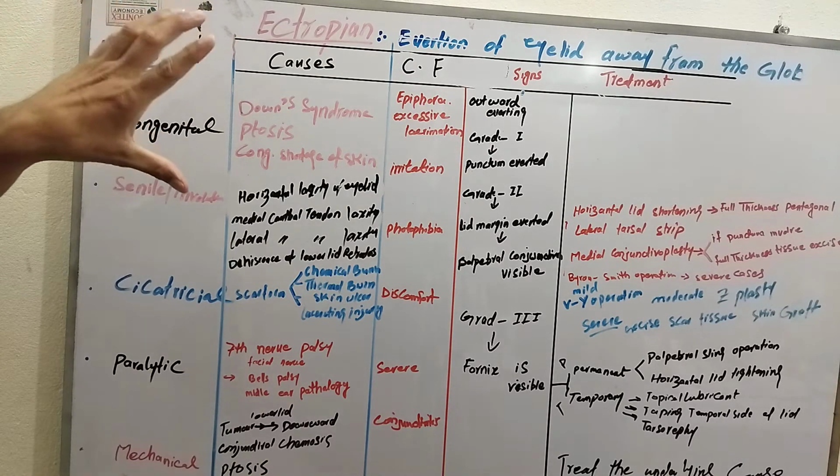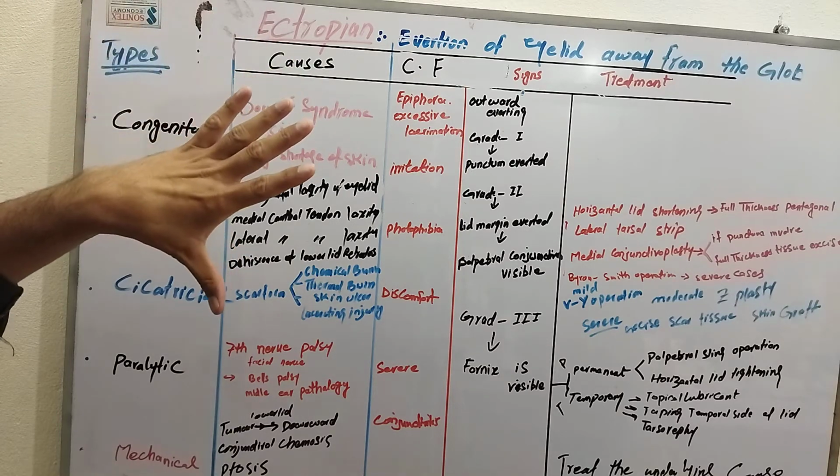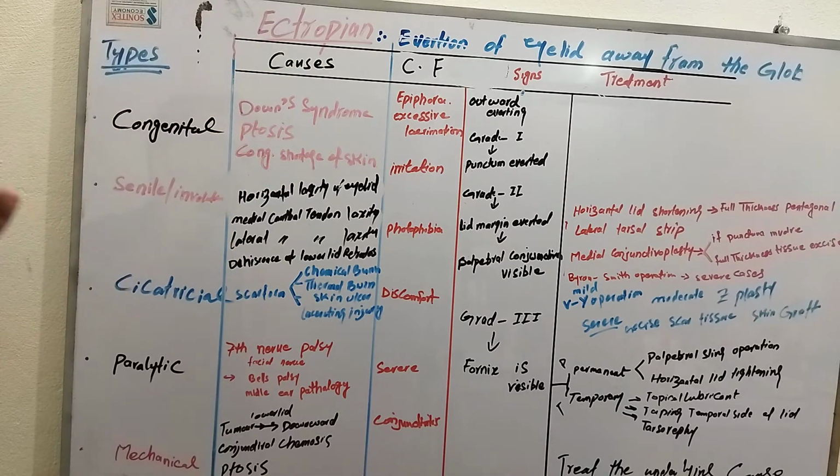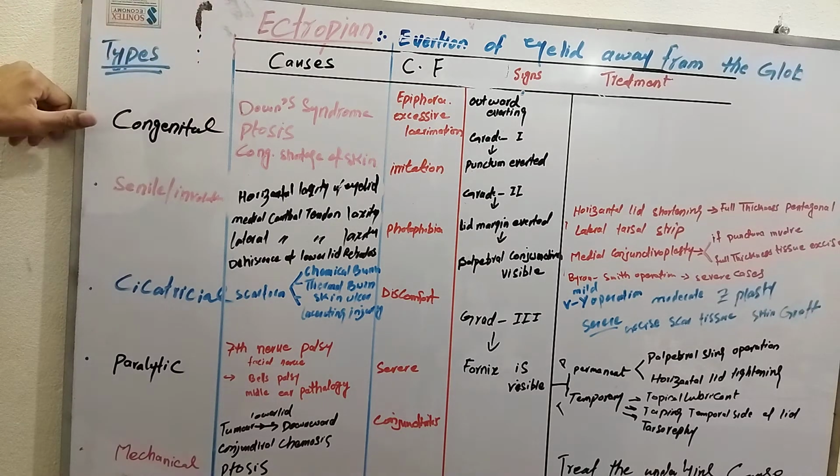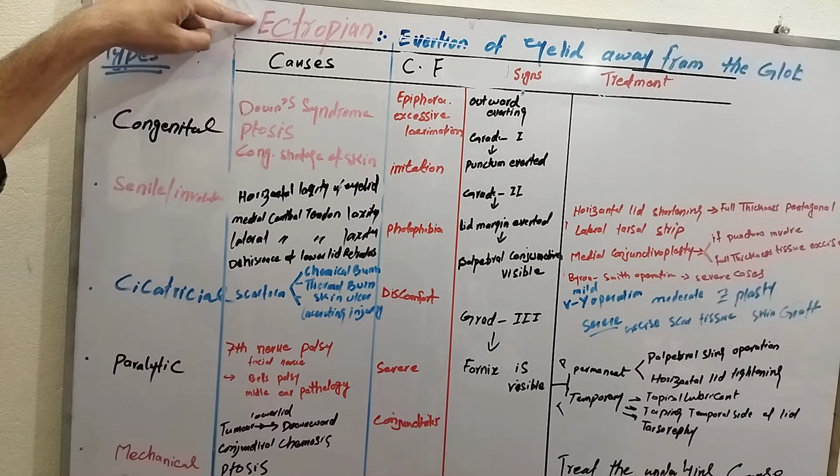We will discuss this topic step by step. It is an easy topic, it just needs to be understood. First of all, I want to tell you that there are basically two types of ectropion, congenital and acquired. We will divide the acquired type further into different types. First of all, I want to tell you the definition of ectropion.